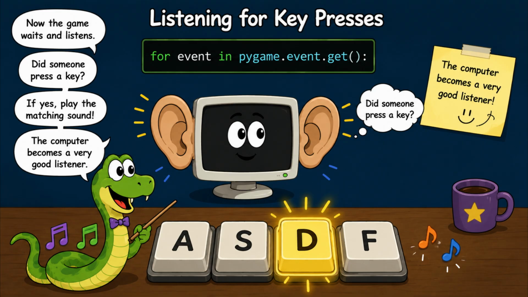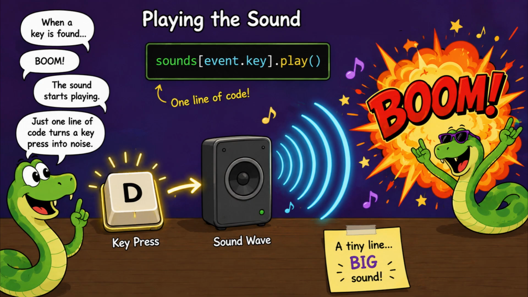Now the game waits and listens. Did someone press a key? If yes, play the matching sound. The computer becomes a very good listener. When a key is found, boom, the sound starts playing. Just one line of code turns a key press into noise.